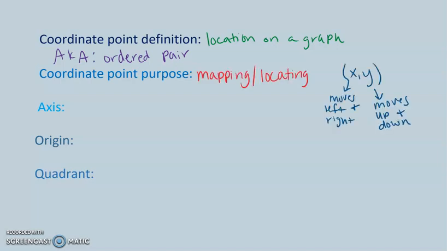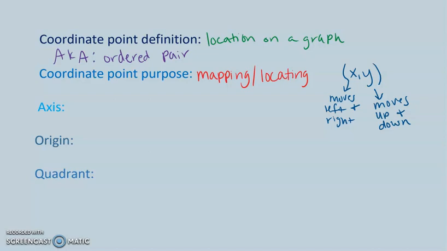And it's important to note that coordinate points are comprised of x and y, and we always write it in the order of x, y, so alphabetical, where x moves in our graph left and right, and y moves on the graph up and down. So we go left or right first, and then we go up or down second.